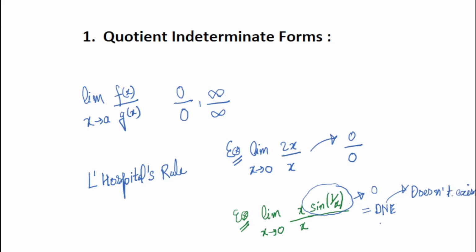Why? Because for sin(1/x), 1/x is going toward infinity as x comes near 0, and the sine value would have to go to infinity. But that is not possible. The sine value is between 0 and 1, so it is not possible for it to be infinity. So this limit does not exist.